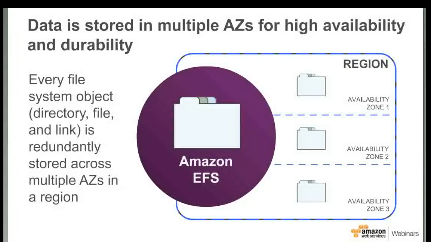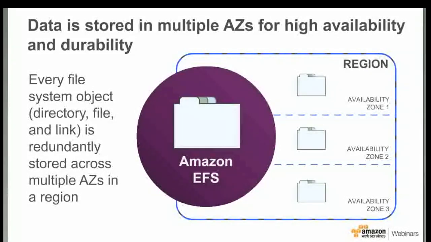Okay, so in a region, data is stored in multiple AZs for high availability and durability. In the event of an AZ issue, so for example, if there's a natural disaster that impacts a particular data center, EFS file systems will continue to be available from other AZs. And you can design your application to take advantage of this. For example, you can use elastic load balancing or ELB to run your application in multiple AZs. So if one AZ is out, your application will continue to run and have access to the EFS file system.